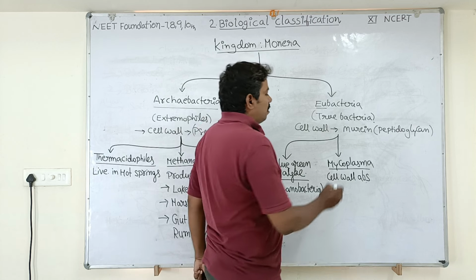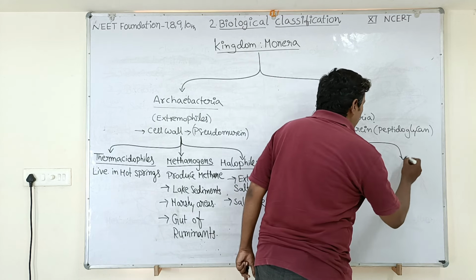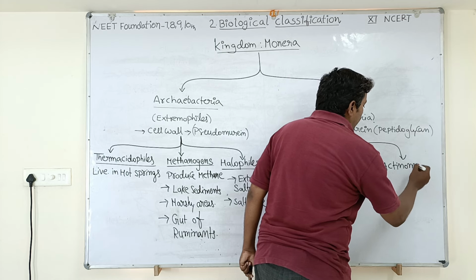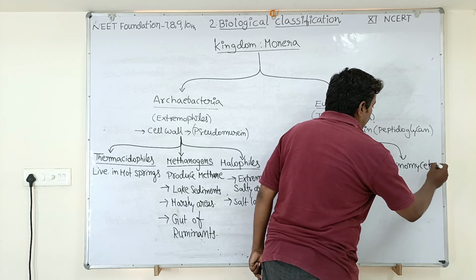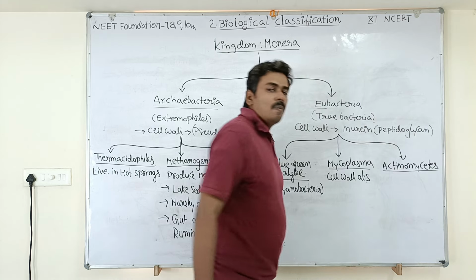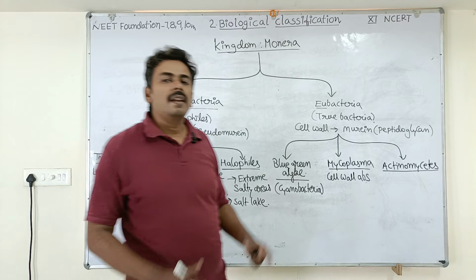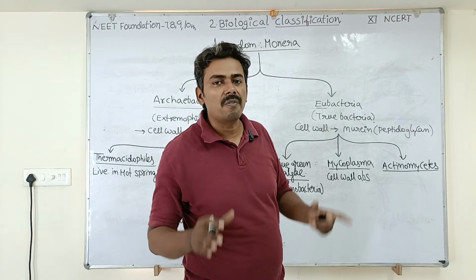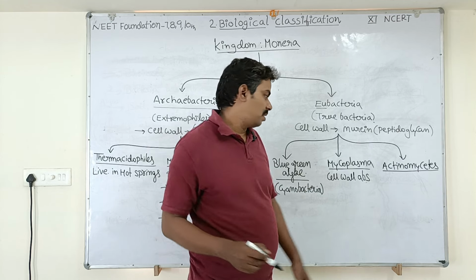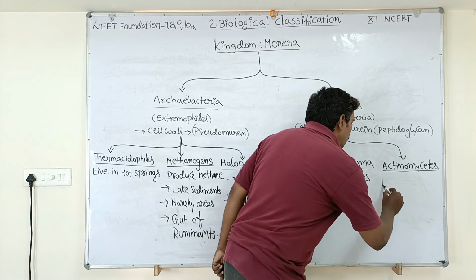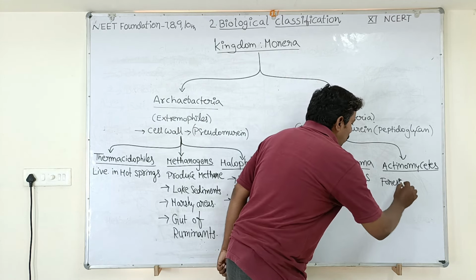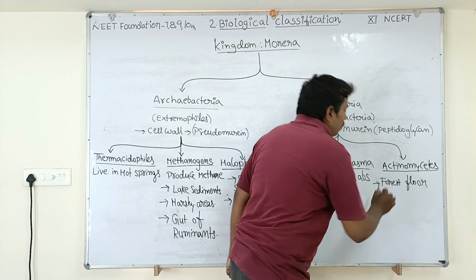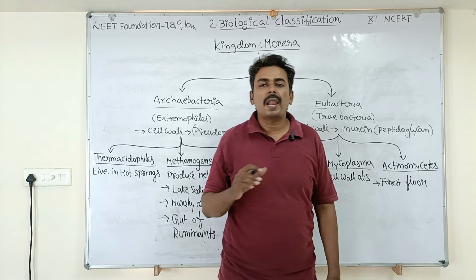Okay. Next, the third group of eubacteria, actinomycetes. Actinomycetes bacteria are mainly decomposers. They are found living in the forest floor where there is decomposing plant waste. So where are they found living? They are found living in the forest floor and they survive by decomposing the plant waste.